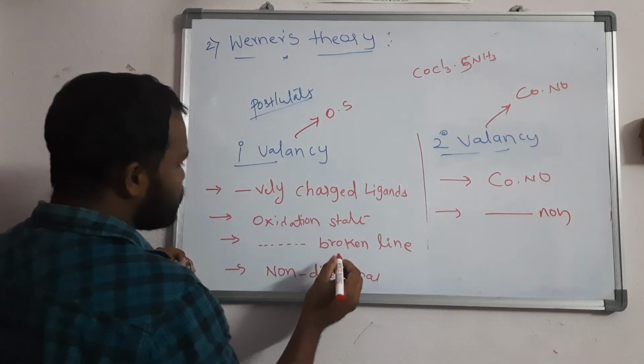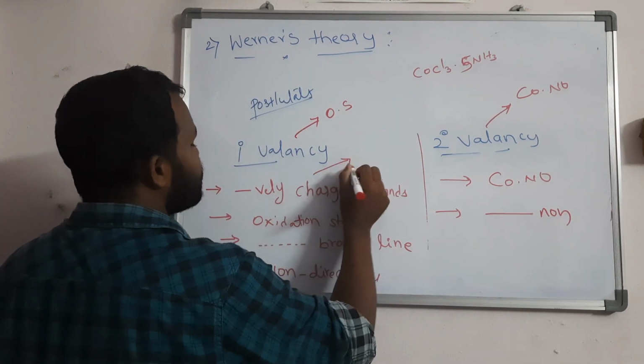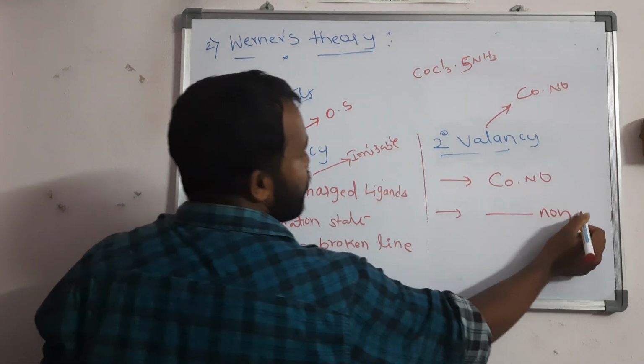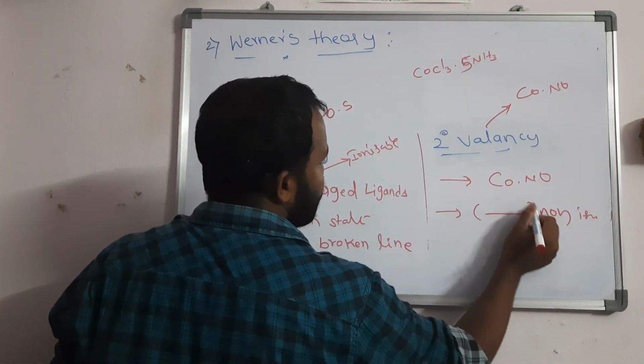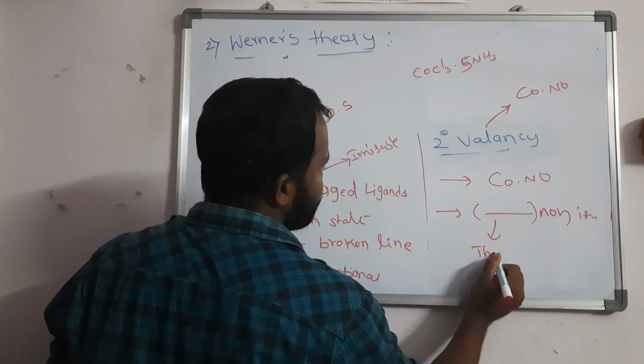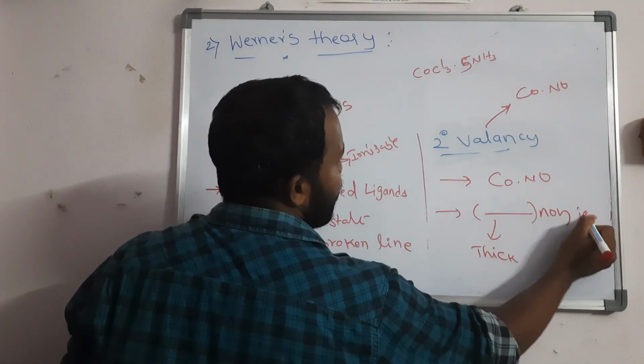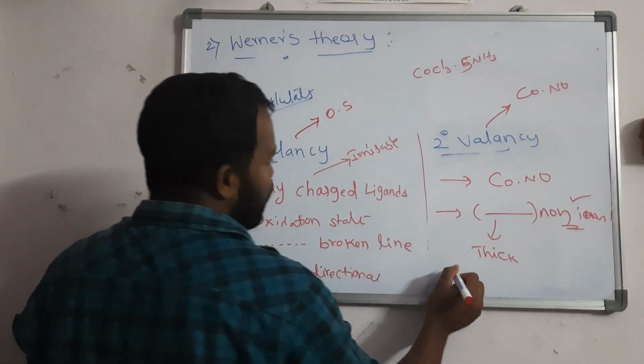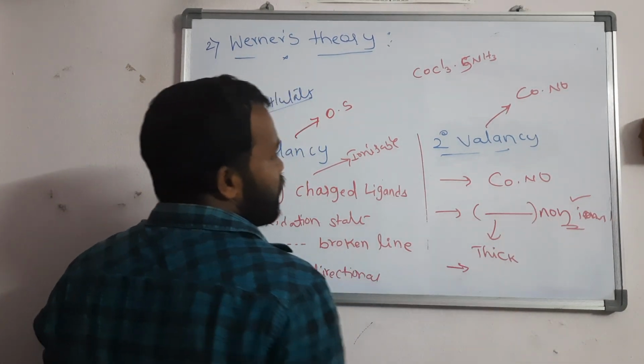So you can say it is ionizable valency. Primary valency is nothing but ionizable valency. So this is non-ionizable valency, which is represented with the thick line. So the thick line means non-ionizable valency.